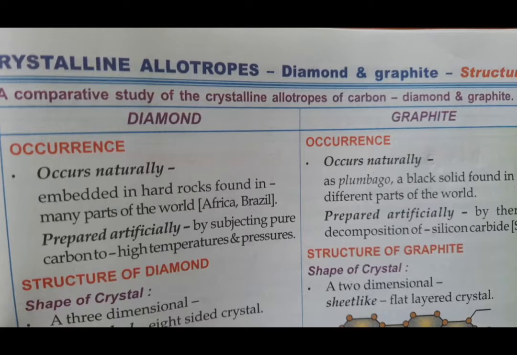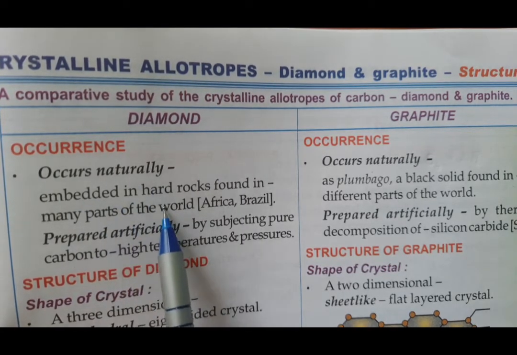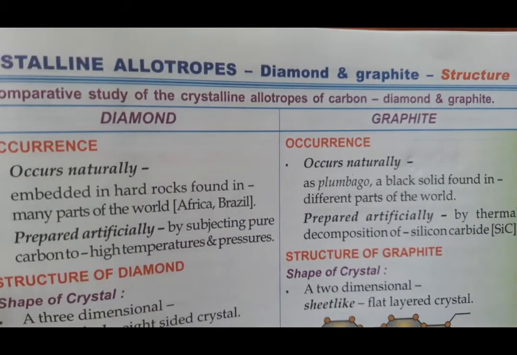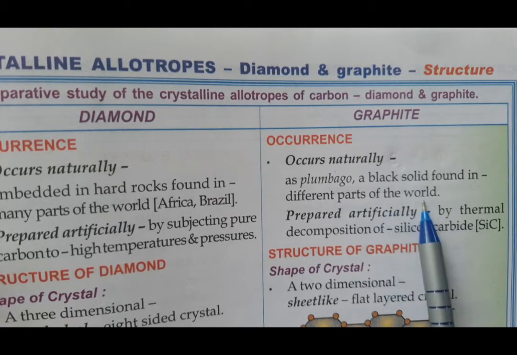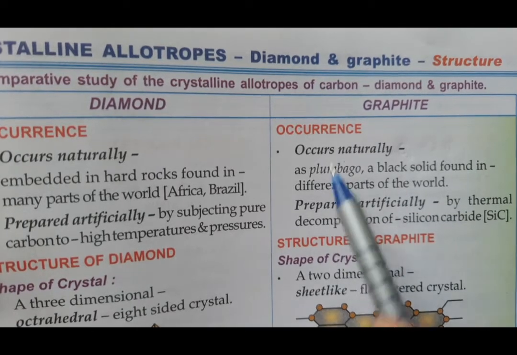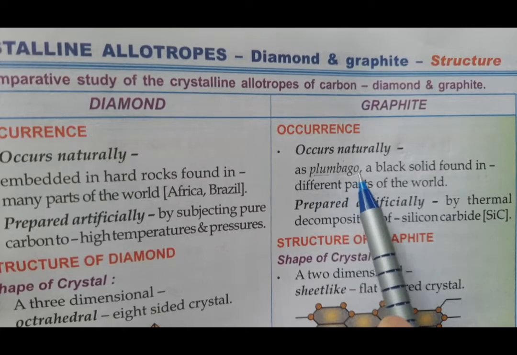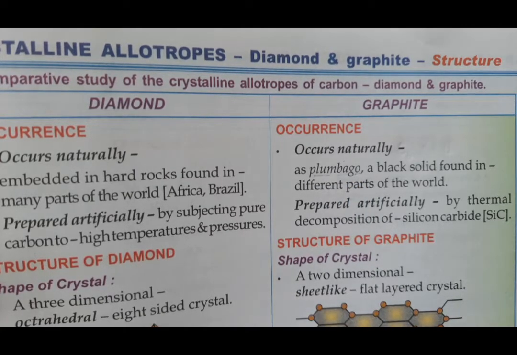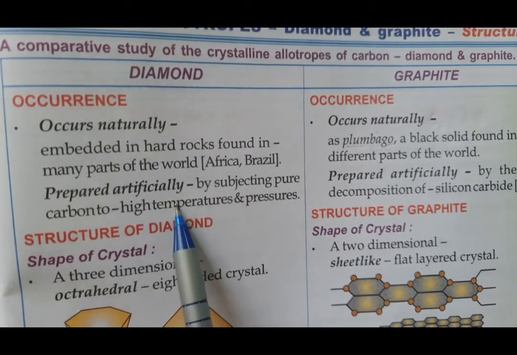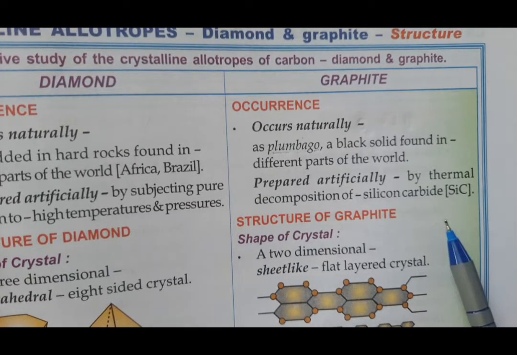Students, first what you have to remember here is the natural occurrence. Usually diamond is mostly found in Africa and Brazil, whereas graphite is found in different parts of the world and it is a black solid. It occurs in the form of plumbago. Remember plumbago. Prepared artificially, you don't need to go through this, and here also prepared artificially, no need to remember that.